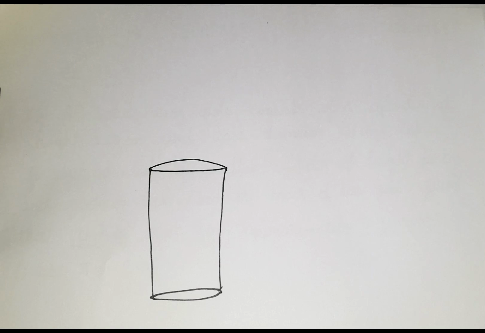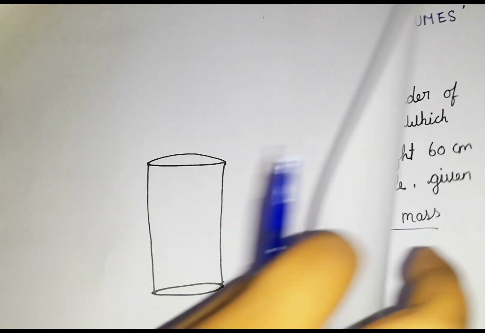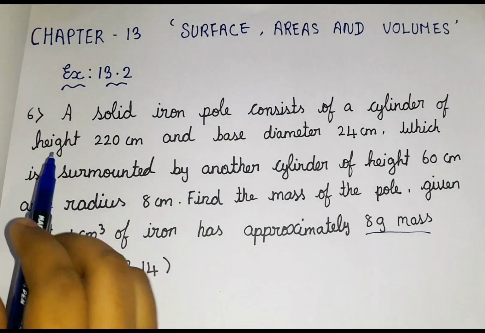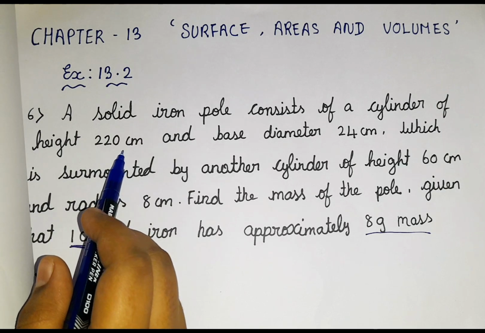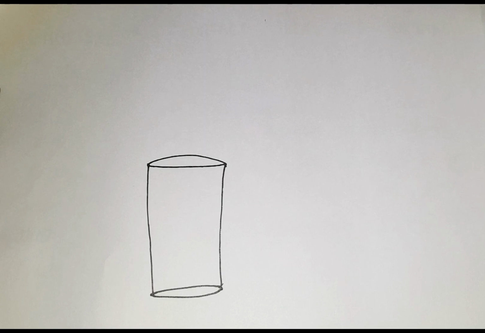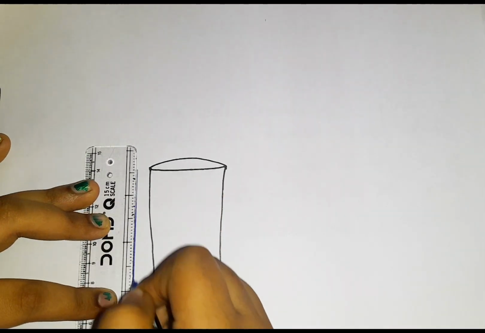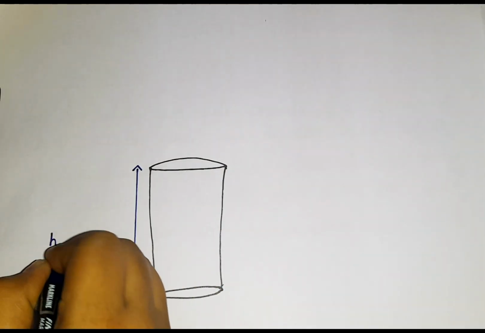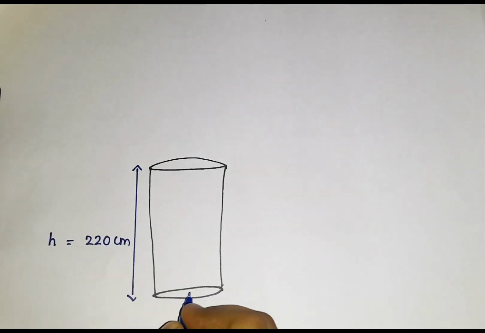Okay guys. So according to the question, height is 220 centimeter, okay. So the height of the cylinder is 220 centimeter and diameter is 24 centimeter. So height, let us draw the line here, from here to here, right? So the height is 220 centimeter and then you can take radius.